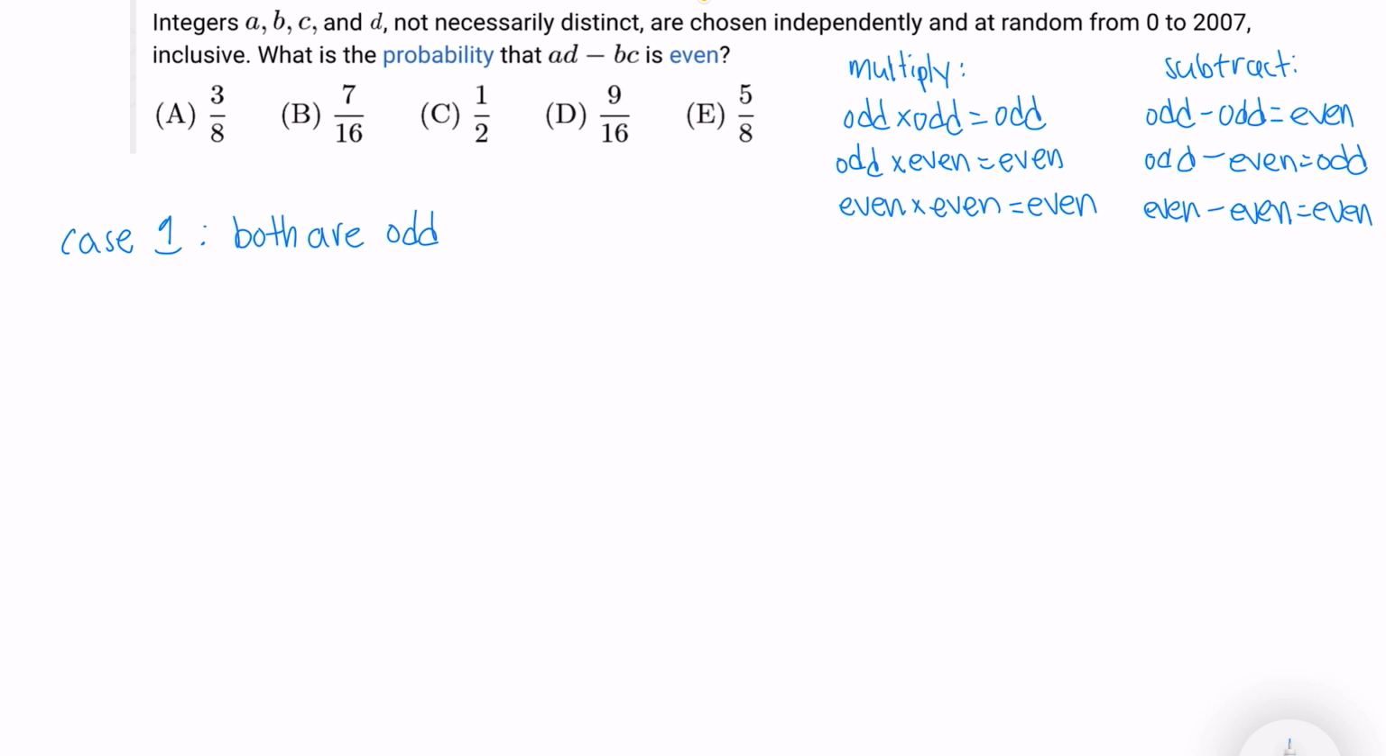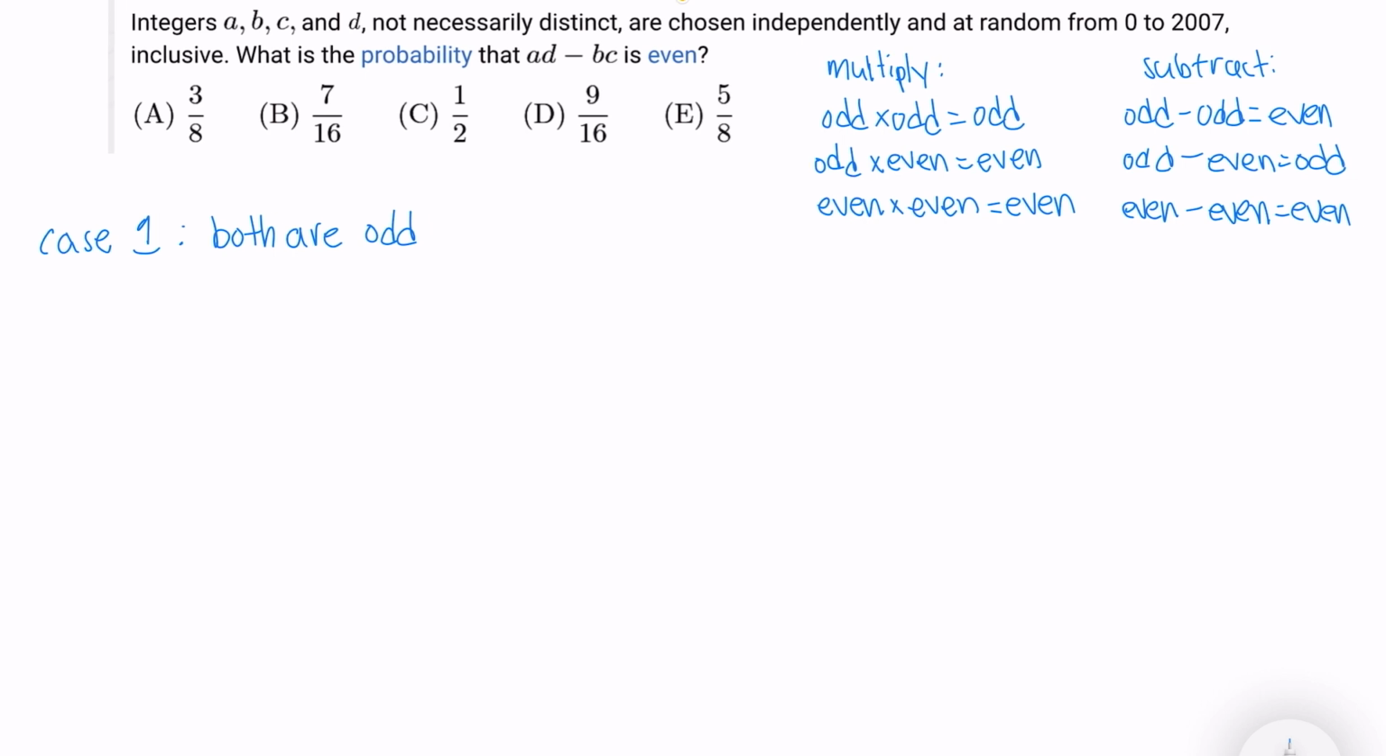Okay, so here we have it. We are looking at the first case right here. It is when both are odd. When you multiply two odd numbers, it gives us an odd product. And so we just need to figure out the probability that a and d is odd. To figure that out, a needs to be odd, and d needs to be odd. The probability of a number being odd in this case is 1/2.